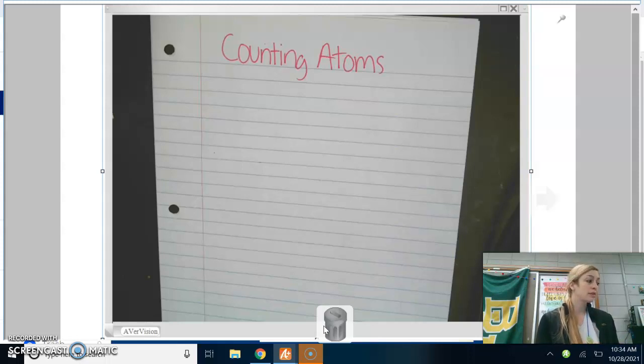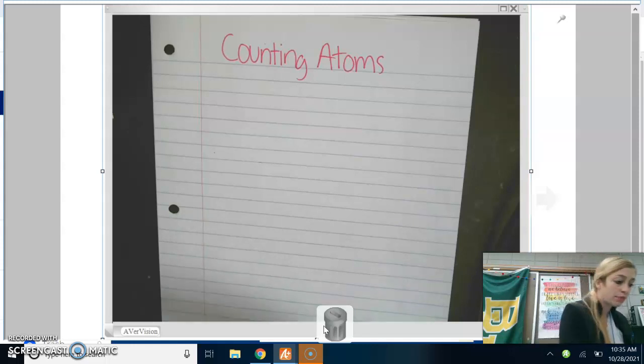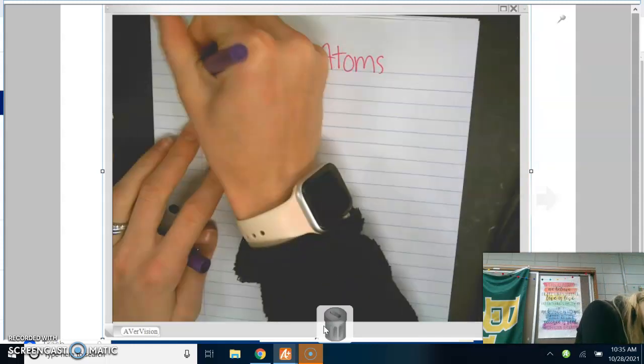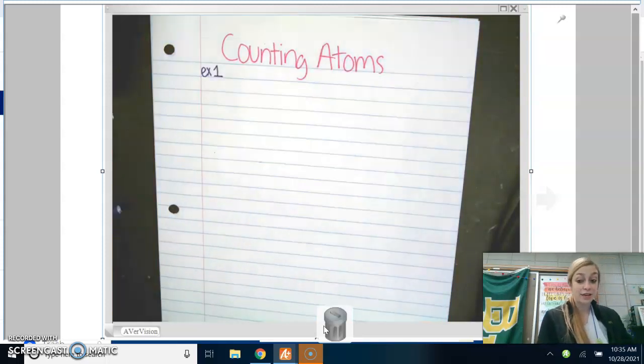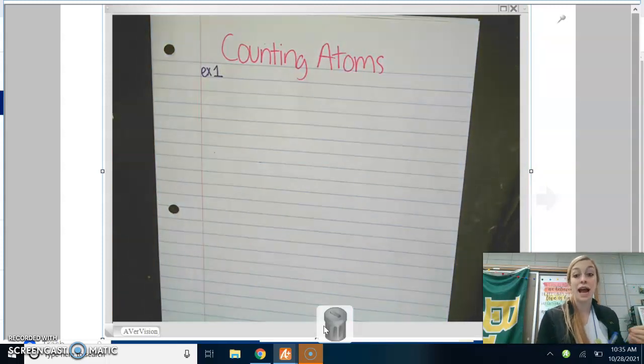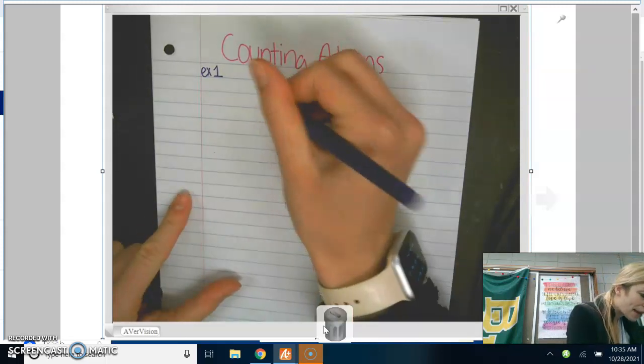You can tell the difference between an element and a compound because an element will only have one capital letter. A compound will have more than one capital letter. So let's start with our first example. Example 1. And I'm going to show you that without even being taught how to do this, y'all can already do this. I bet.